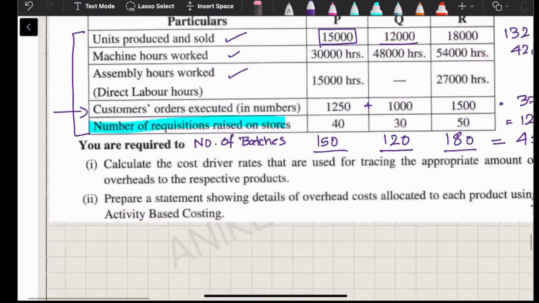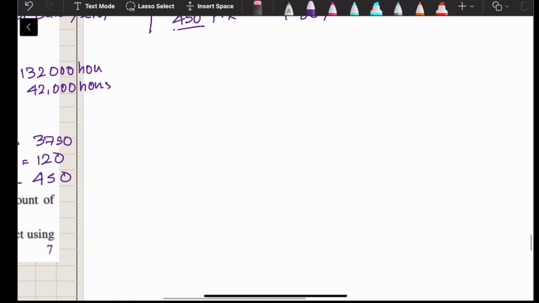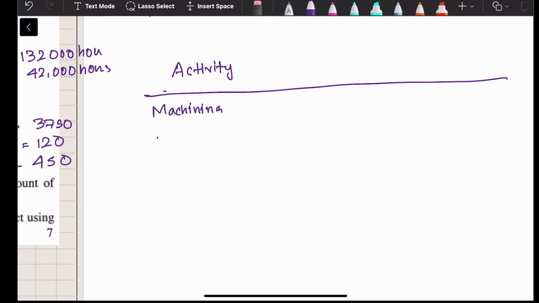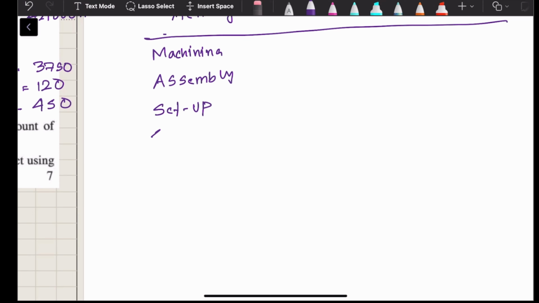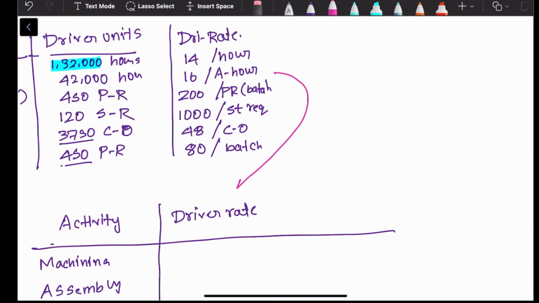This is step 1. Next, in step 2, we have to prepare the statement showing details of overhead cost allocated to each product using activity based costing. So in step 2, you have to multiply the driver rate with the activity usage by each product. First column is activity, second column is driver rate, then the third and subsequent columns are the activity utilization by respective products. We write the driver rate which we got from the previous step in the second column.